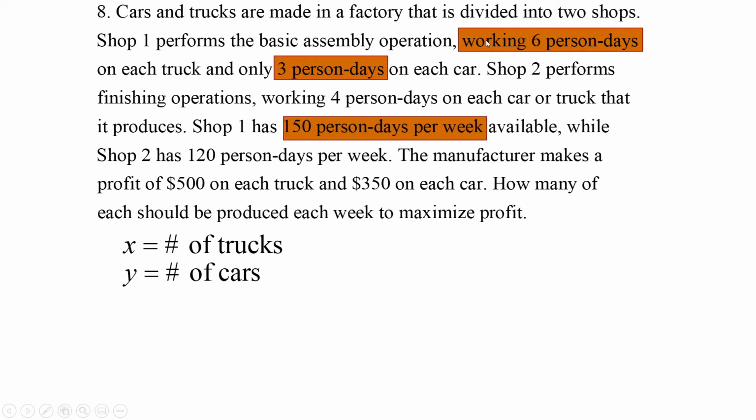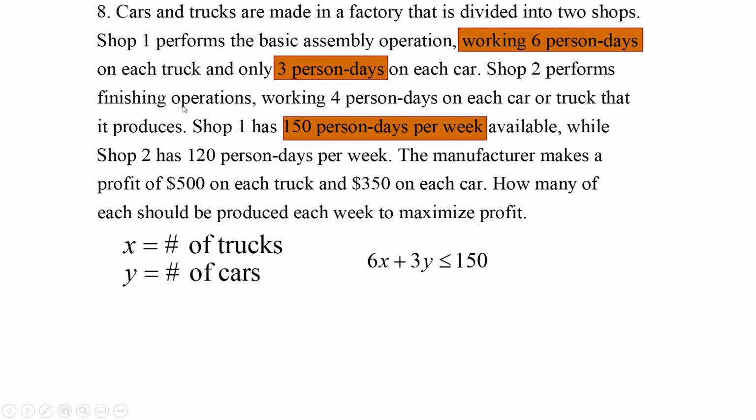All right, so I'm going to use these 3 highlights to set up my first inequality. Okay, so let's think. X is the number of trucks, 6 person days per each truck, that's a 6x, 3 person days for each car, that's a 3y, and it's available for 150 person days per week, so we've got to be less than or equal to 150. There's our first one.